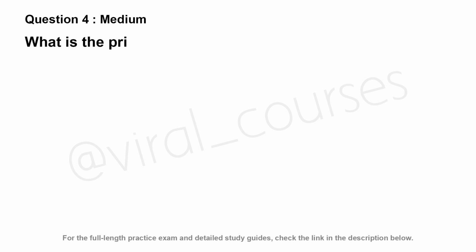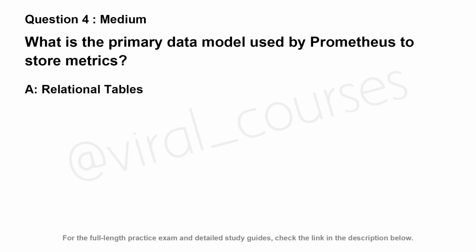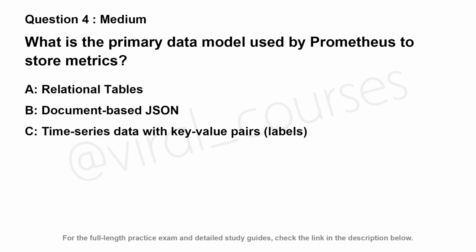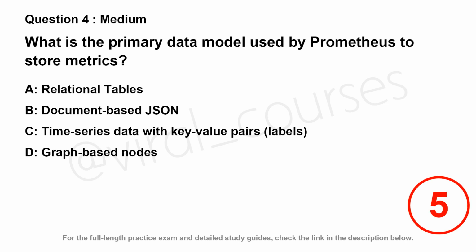What is the primary data model used by Prometheus to store metrics? Option A. Relational tables. Option B. Document-based JSON. Option C. Time series data with key-value pairs. Option D. Graph-based nodes.